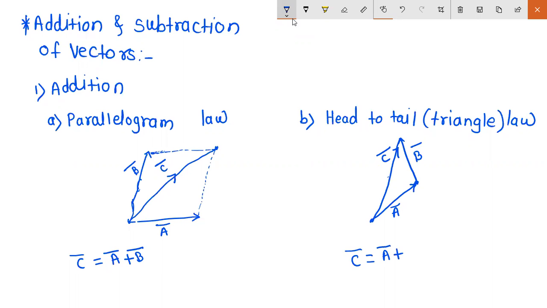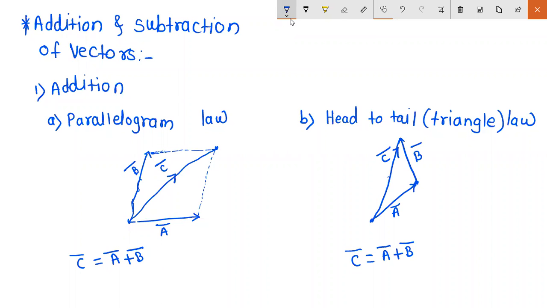So this c bar is equal to a bar plus b bar here. Okay. So by using these two laws, we can add any two vectors. For addition, you can first use the parallelogram law. You have to simply draw two vectors, then draw two parallel lines with these two vectors and connect these 2 points, means draw one diagonal. That diagonal shows the addition of these two vectors. So this c bar is equal to a bar plus b bar.